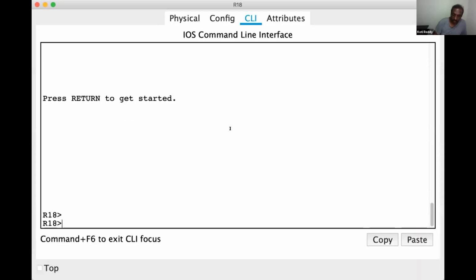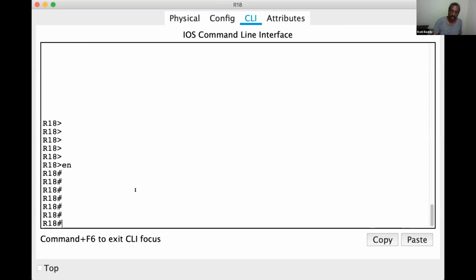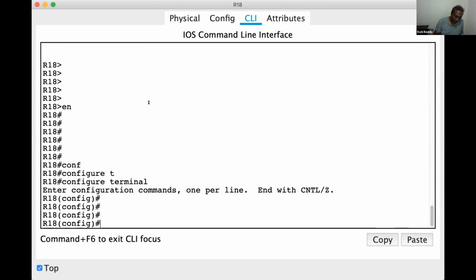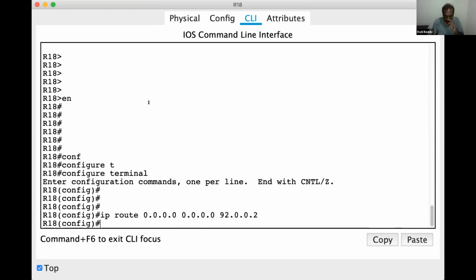I go to R18. I say enable. So on R18, add this route. R18, add a route: configure terminal, IP route 0.0.0.0 0.0.0.0. Pass on the packet to whom? 92.0.0.2.